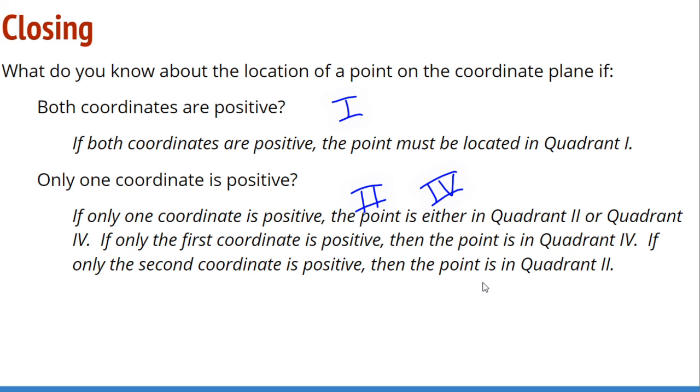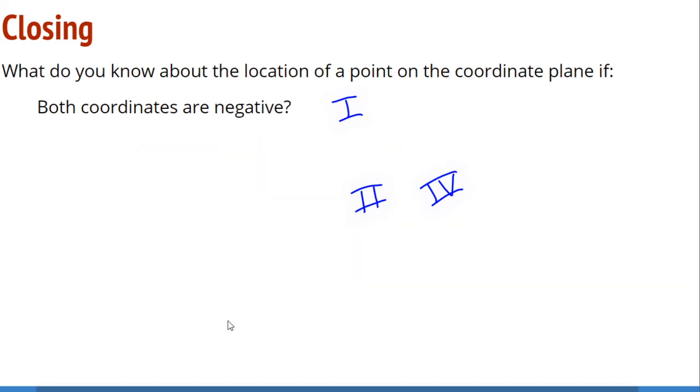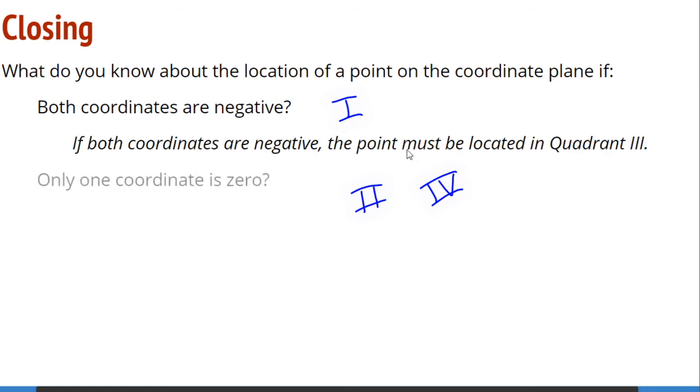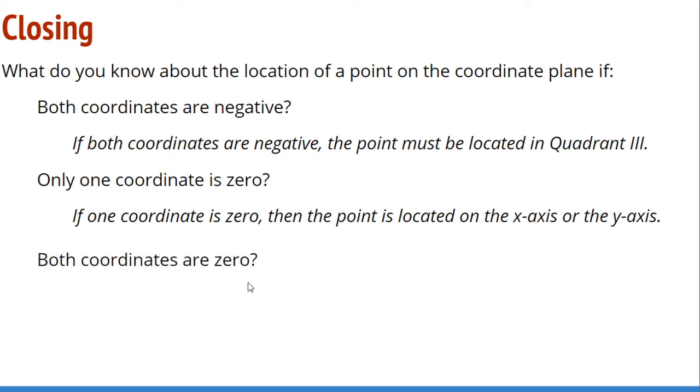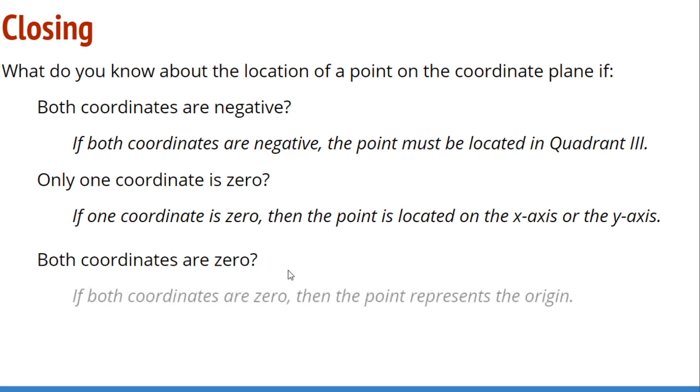If the first coordinate is positive, it's quadrant 4. If the second coordinate is positive, then it's in quadrant 2. And if both coordinates are negative, we're in quadrant 3. And if one coordinate is 0, we're on the axis, x or y. Both coordinates are 0, we're at the origin.